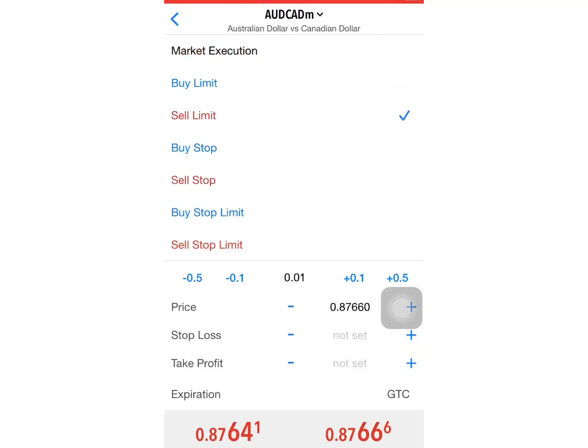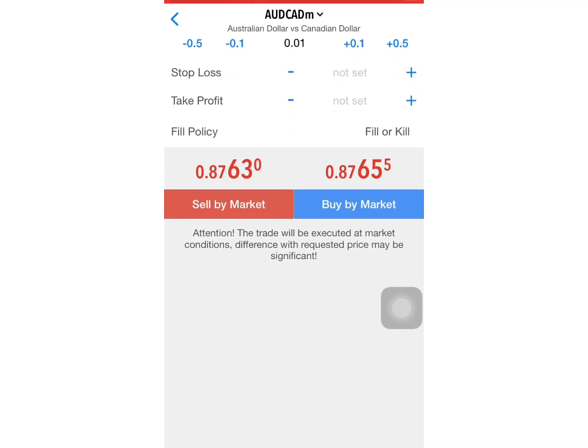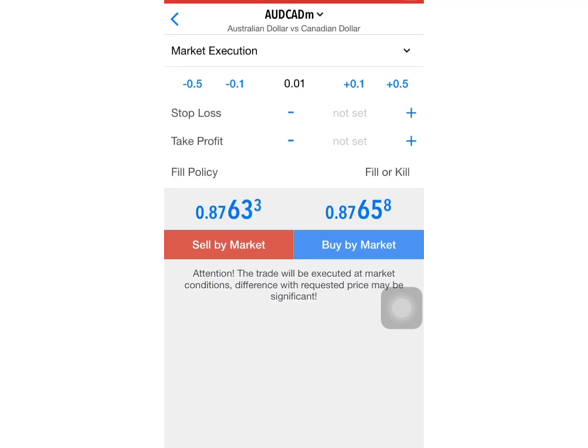Let me show you quickly instant market execution. This instant market execution means you are trading at the market price. Once I click buy, it will buy at this price. If I click sell, it will sell at this price. People buy low to sell high, right? That's why the ask price is always higher. You buy from the ask price.